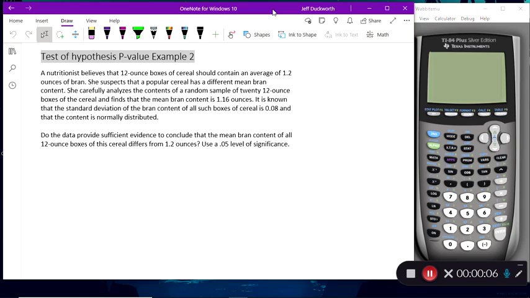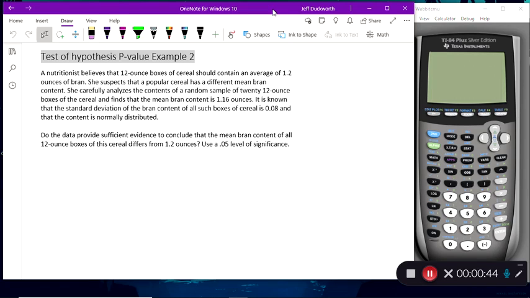All right, this test is a nutritionist believes that 12-ounce boxes of cereal should contain an average of 1.2 ounces of bran. She suspects that a popular cereal has a different mean bran content. She carefully analyzes the content of a random sample of 20 12-ounce boxes of the cereal and finds that the mean bran content is 1.16 ounces. It is known that the standard deviation of the bran content of all such boxes of cereal is 0.08 and that the content is normally distributed.